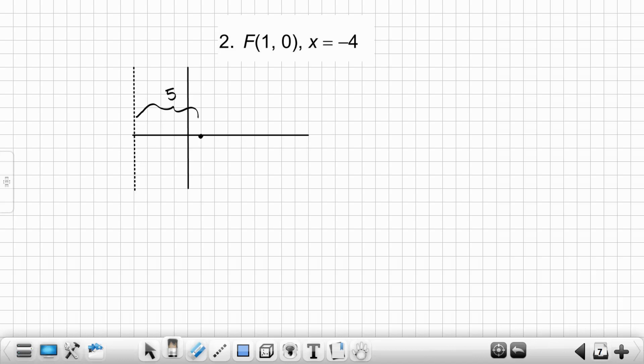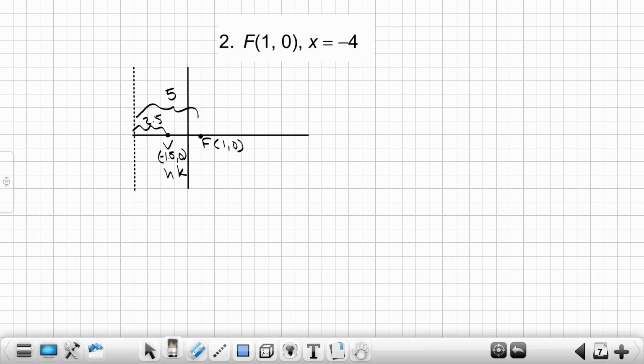So we just pick one of them. I go to 2.5. That's -1.5, my vertex. So here's my focus at (1, 0). So my vertex is at (-1.5, 0). And that's my h and k. And then we know that this distance here is 2.5. And then I'm going to set that up and solve for a.